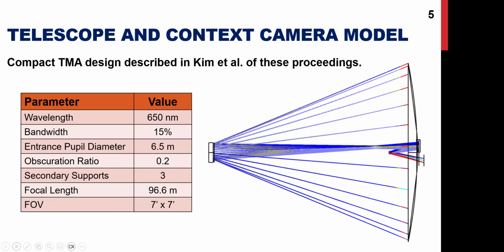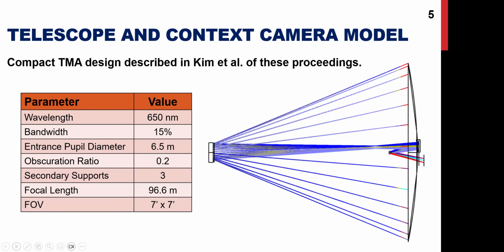So for the telescope and context camera, we have a compact three-mirror anastigmatic design described in Daewoo's 2023 SPIE proceedings. We're nominally operating at a wavelength of 650. The bandwidth, that's a lie, it's not 15%. Apparently it's like 23% or something nowadays. The mirror is 6.5 meters. The secondary is about a 20% obscuration rate. You can read, and this all doesn't matter too much.